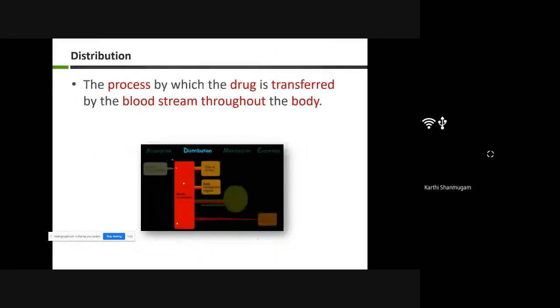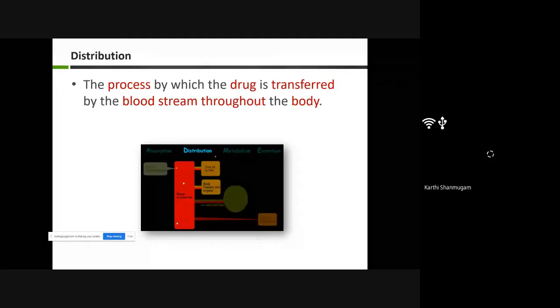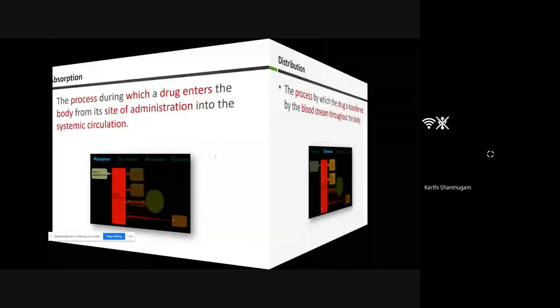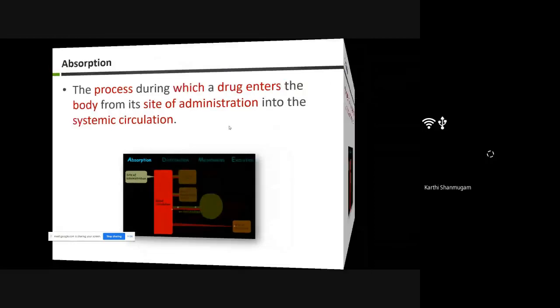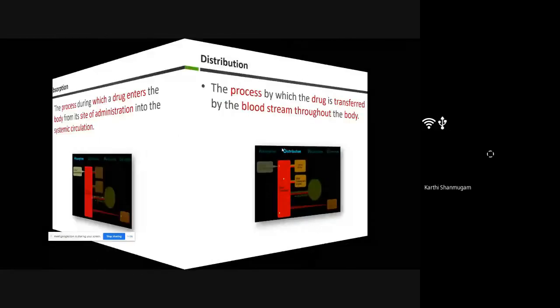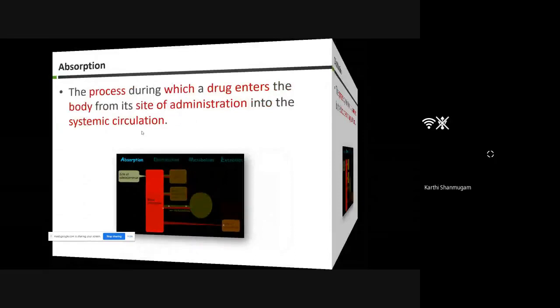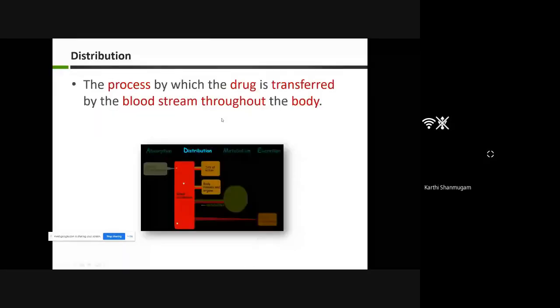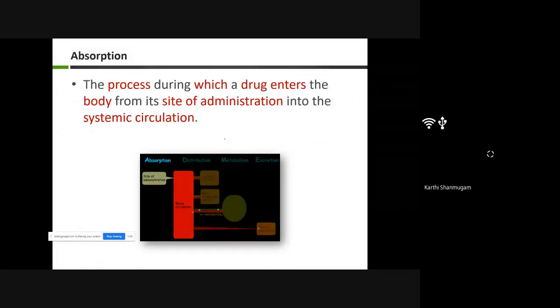What is meant by distribution? Distribution is the process by which the drug is transferred by the bloodstream throughout the body. Again, if you look at the definition for absorption, we can clearly say that this process is an example of a translocation process. I told you that we can classify all four parameters into two things: one is translocation, another is translation. So by definition, absorption is definitely a translocation process. It's a movement of the drug molecule within the body.